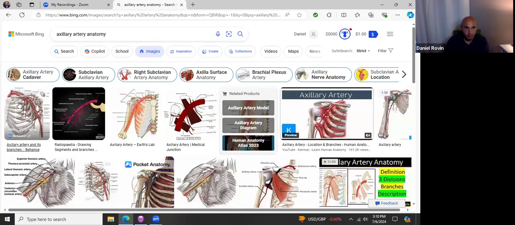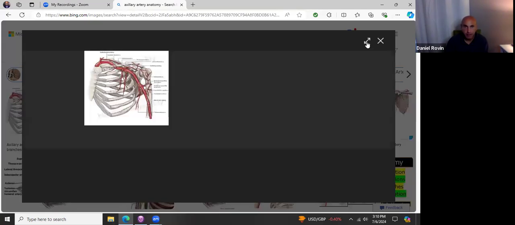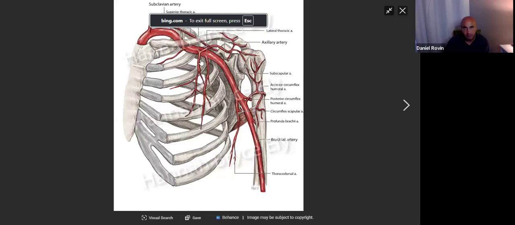And if you notice, when we look at the axillary artery, and this one's on the other side, but it's still the same as the subclavian. Let's see the chat.